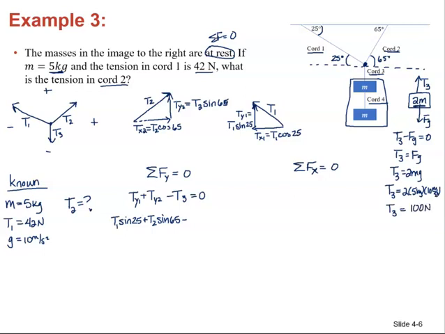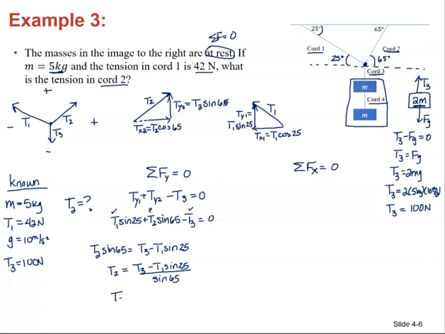So now I can put T3 in our known. So T1 we know, T2 is what we're looking for, T3 we know. I can now solve for T2. So T2 sine 65 is going to be equal to T3 minus T1 sine 25. Divide both sides by sine of 65, and T2 is equal to T3 minus T1 sine 25, divided by the sine of 65.